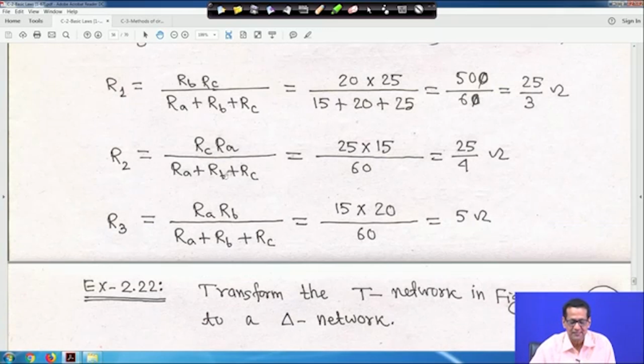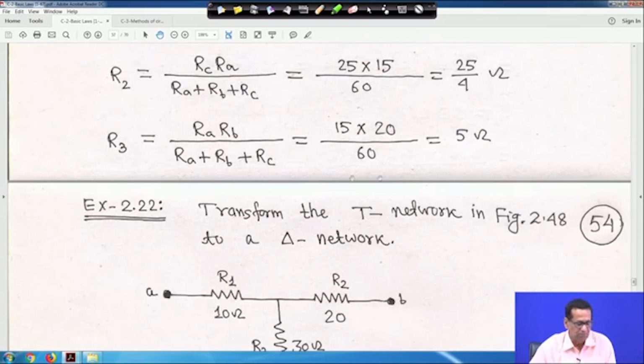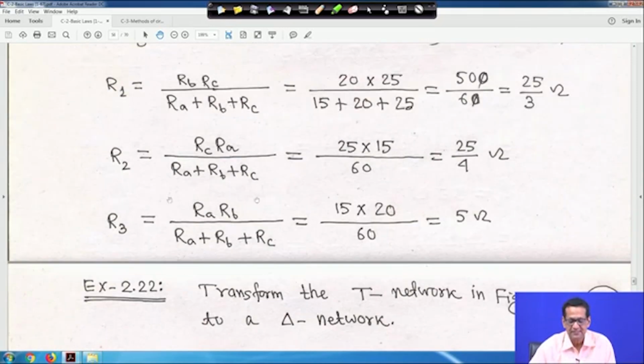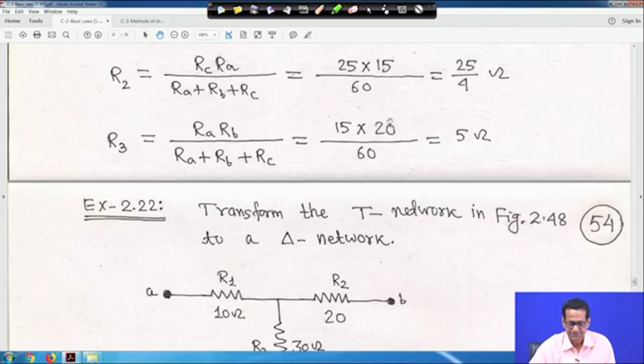Similarly, R2 is equal to RC RA, denominator is fixed. So, 25 into 15 upon 60. So, 25 by 4 ohm, and R3 is equal to RA RB, and denominator is fixed. So, it is total 60. So, 15 into 20 by 60, that is equal to 5 ohm. That is delta to star conversion. So, taking R1, R2, R3 in star, try to convert to delta, the same values you will get for RA, RB, RC.